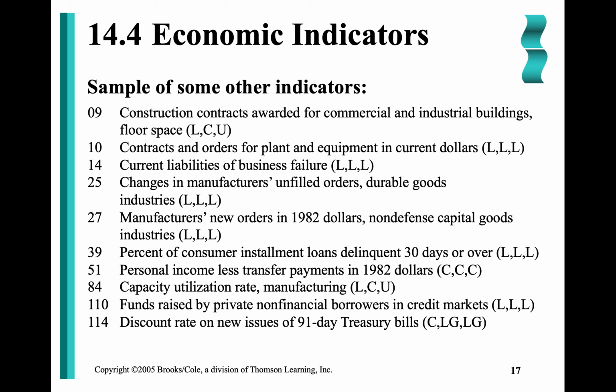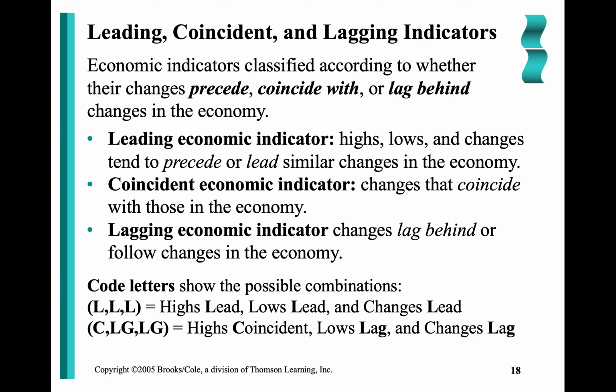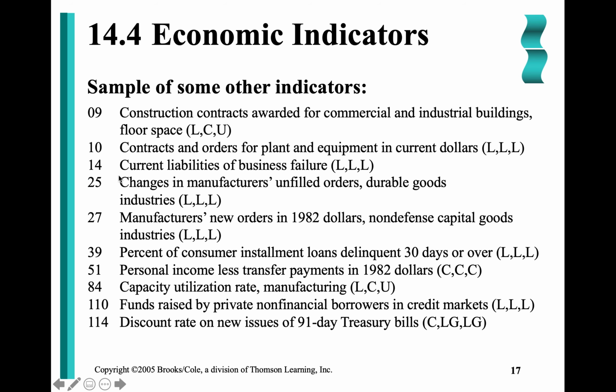And let's look at some of our indicators. Let's look, for example, at number 39: percentage of consumers' installment loans that are delinquent after 30 days. High lead, low lead, changing lead. We're able to determine which one of these indicators, and these are all clearly labeled for us.